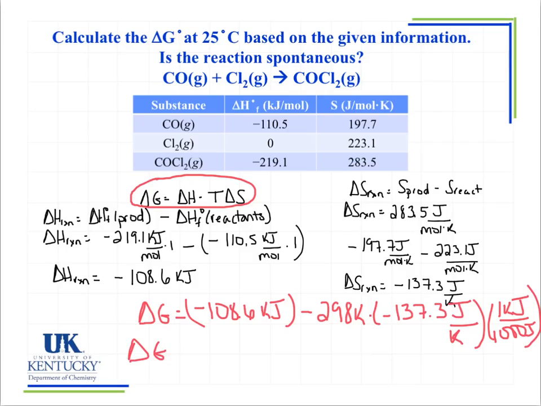Now I have delta G equal to minus 67.7 kilojoules. And because delta G is a negative value, this is a spontaneous process at 25 degrees Celsius.